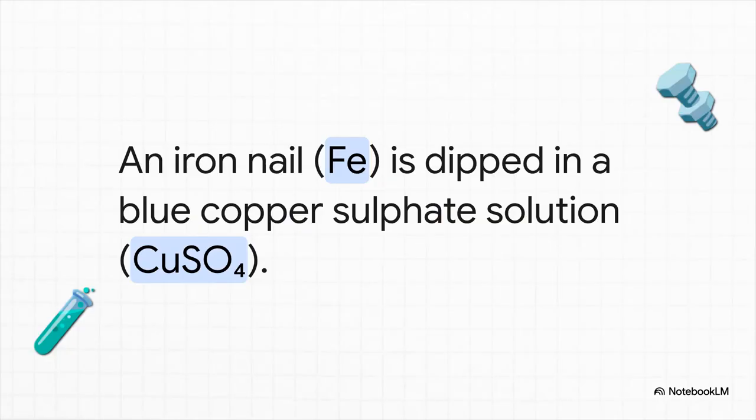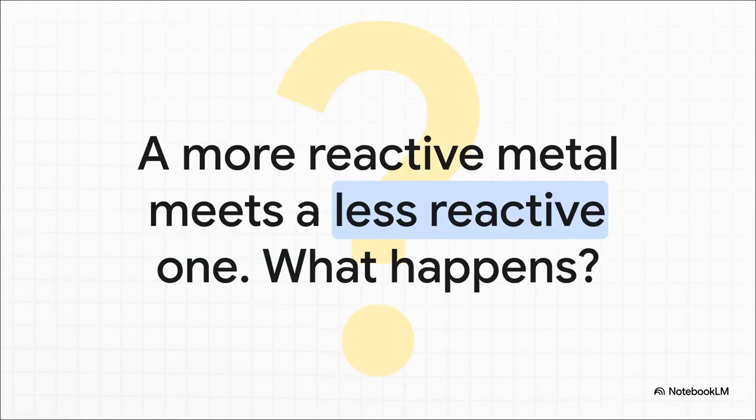And for this one, let's picture a little scene from the lab. We take a regular old iron nail and we dip it into this really beautiful bright blue liquid, a solution of copper sulfate. Now here is the key thing to know. In the world of elements, some are just more reactive, more aggressive, you could say. And it just so happens that iron is more reactive than copper.